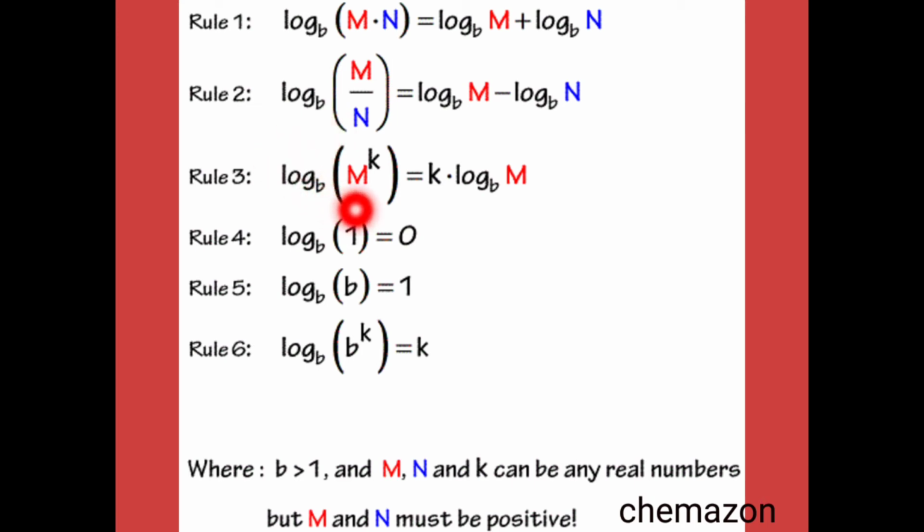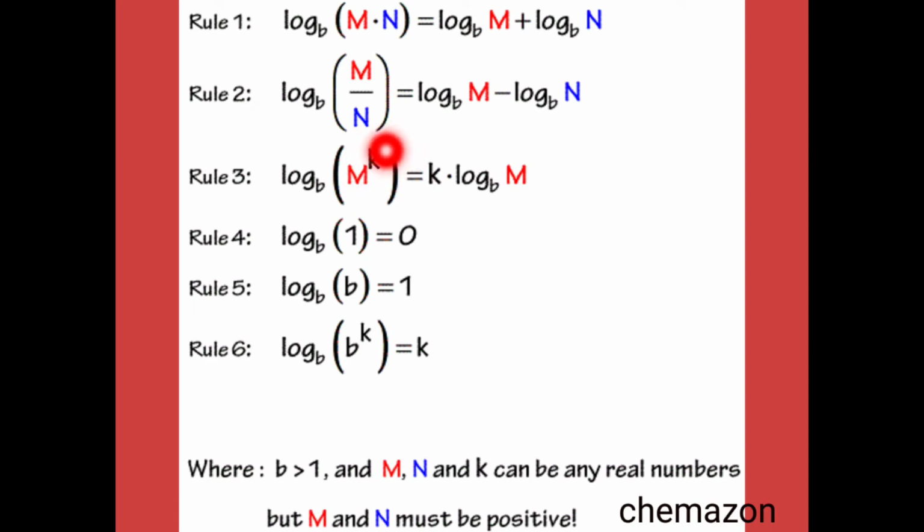Now rule 3 says log of base b of m raised to k. This power of the argument, the one in the round bracket that you can see, is nothing but called the argument, as we saw in the previous slide.